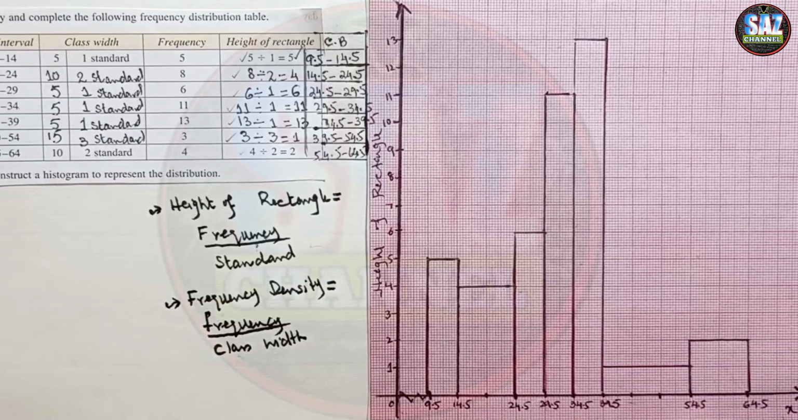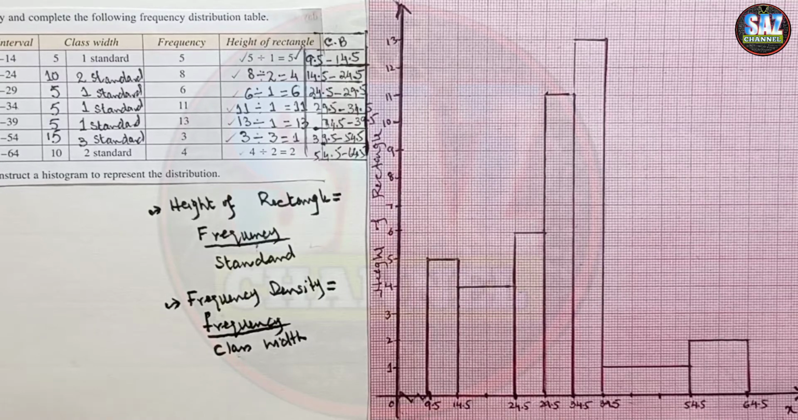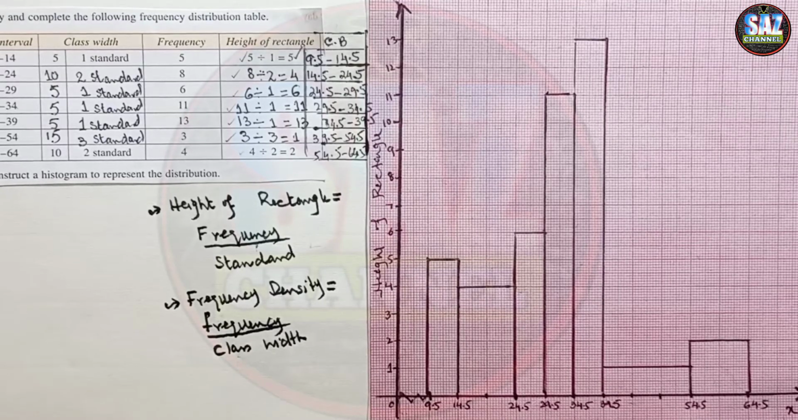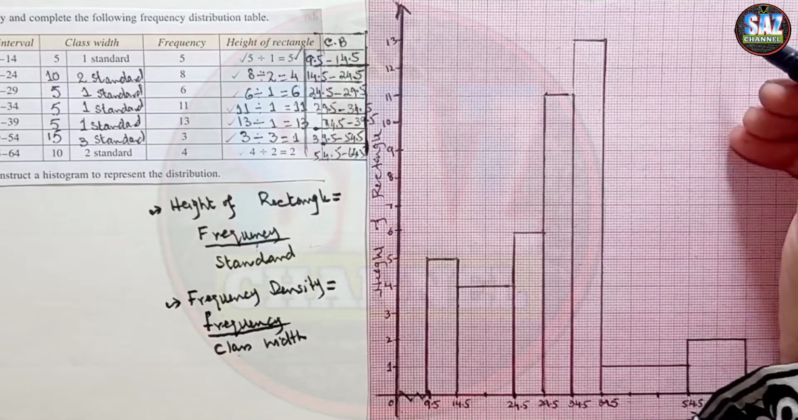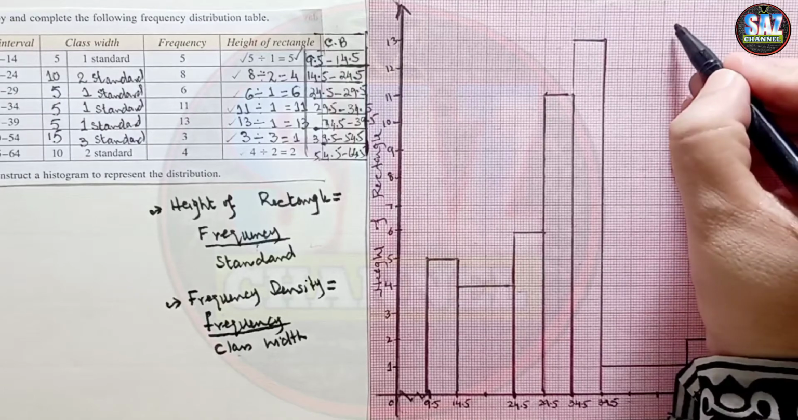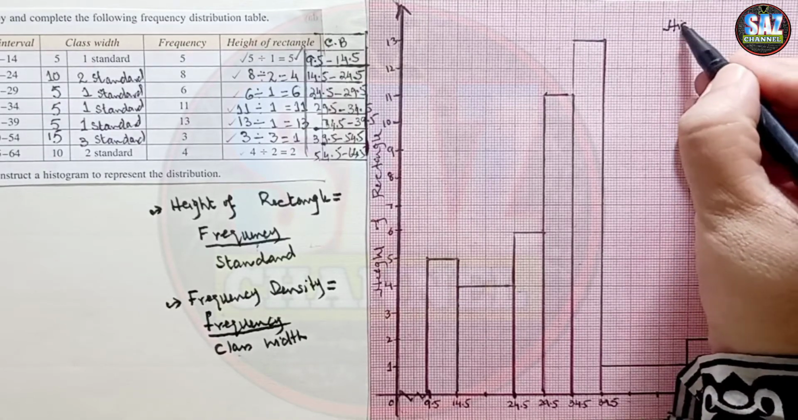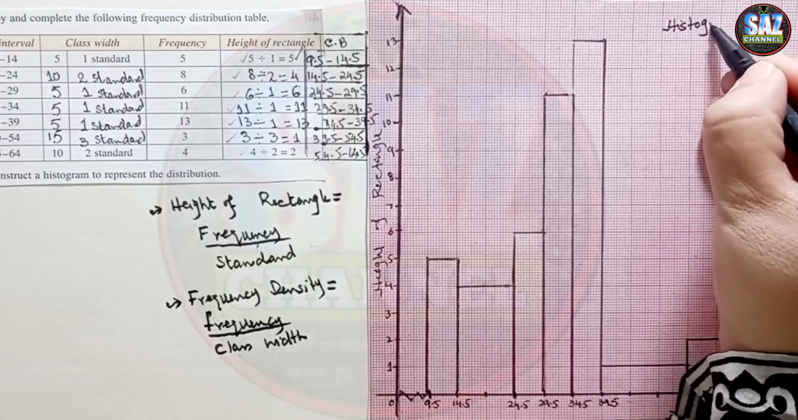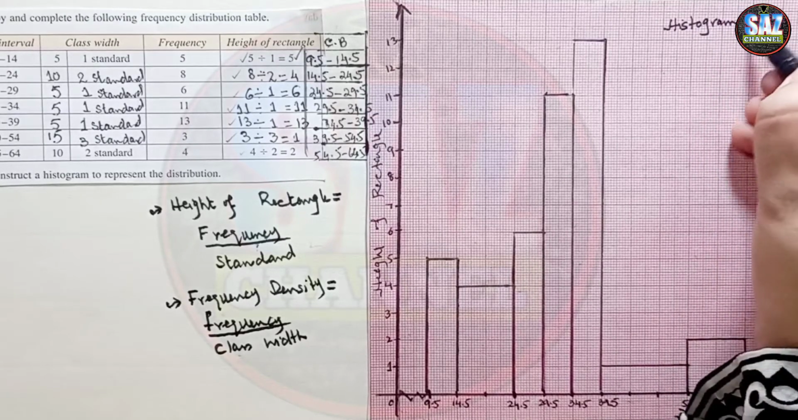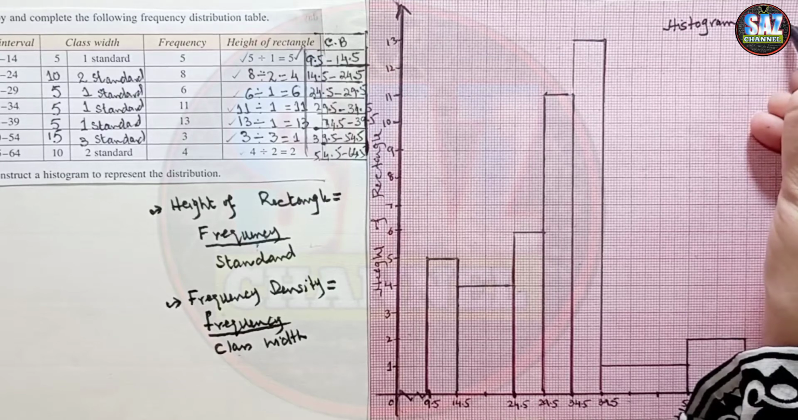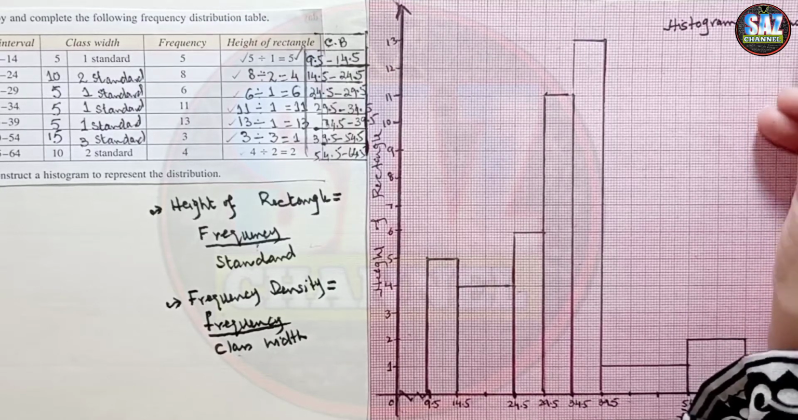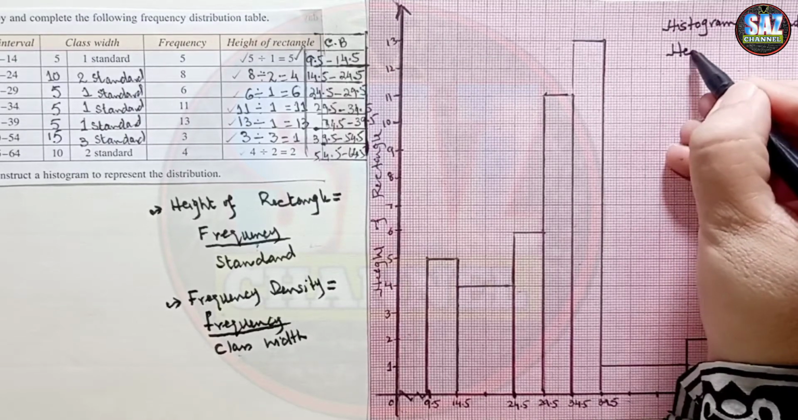And now we have completed the graph properly, and now what is left? The title is left. So what is the title? The title will be that histogram representing the heights of rectangle.